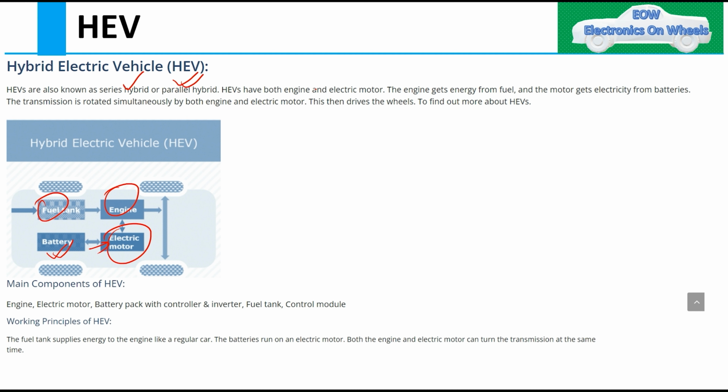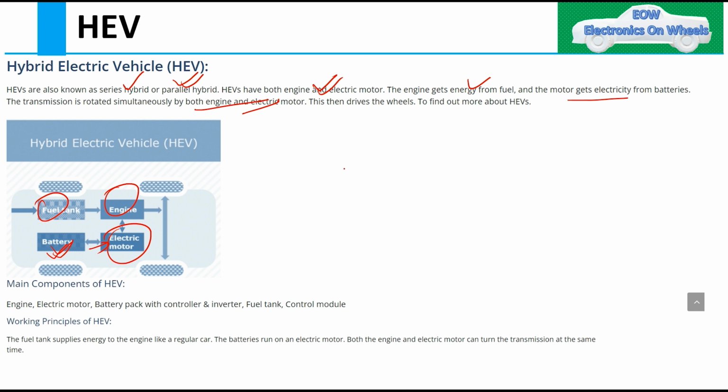So HEV has both an engine and an electric motor. The engine gets energy from the fuel, of course, and the motor gets electricity from the battery. Then the transmission is rotated simultaneously by both the engine and the electric motor. In HEV, this is the concept. Then this drives the wheel.